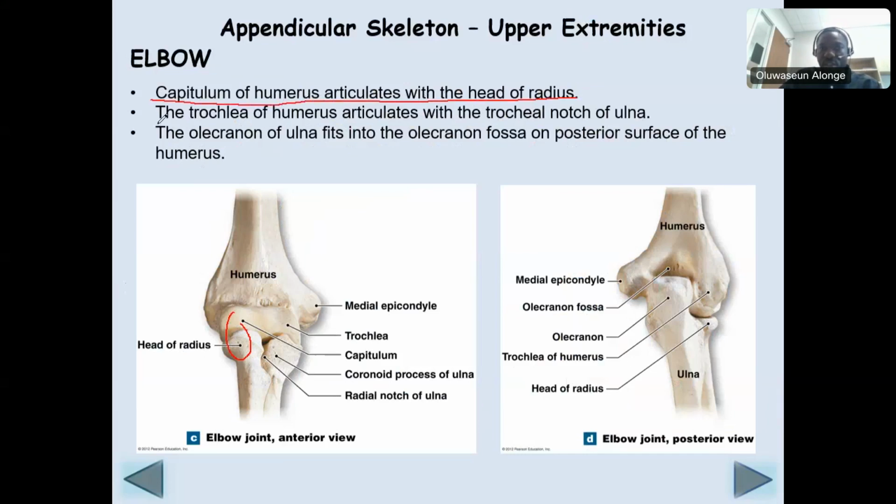So the capitulum of the humerus articulates with the head of radius. That's number one. The trochlea of the humerus articulates with the trochlear notch of the ulna. And then the olecranon of the ulna posteriorly fits in the olecranon fossa on the posterior surface of the humerus. You see that? So these and these are for the ulna anteriorly. This is anterior, and this is posterior.